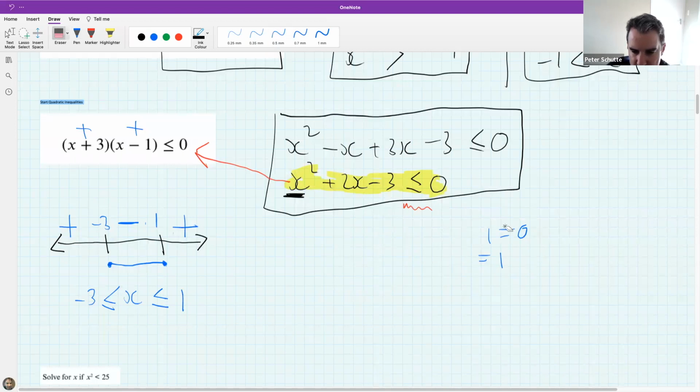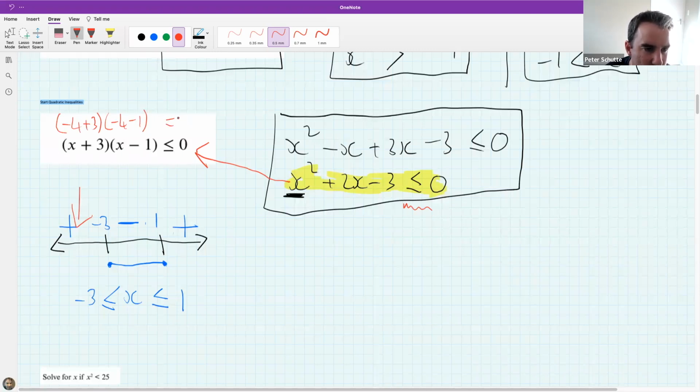And I'm going to back up a little bit just to make sure I've got you all on board. If you choose a number like -4, for example, so let's say -4. -4 is somewhere down in this part of the land. What the sign table predicts is that if I put -4 into this expression, I should end up with a positive value. So let's see. -4 plus 3 is here, and -4 minus 1 is here.